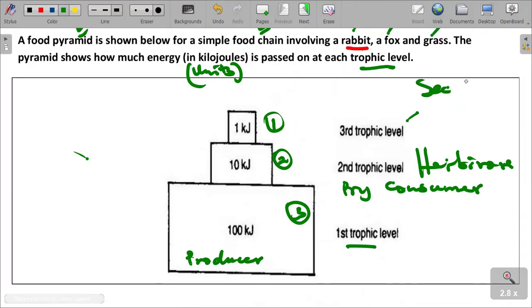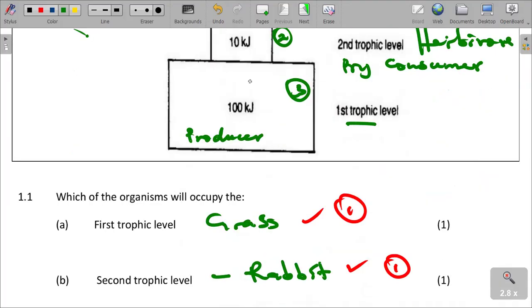This can be a secondary consumer, which we always say is supposed to be a carnivore, which must be a carnivore anyway. So according to this one, which one can be a carnivore? We are having our carnivore as a what? As a fox. That is there according to our information that we are given.